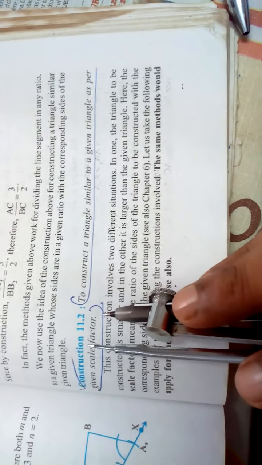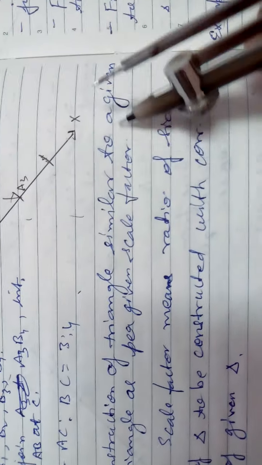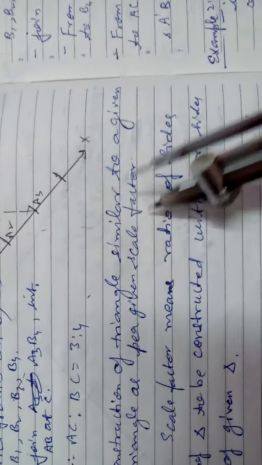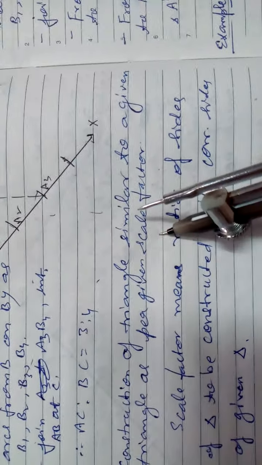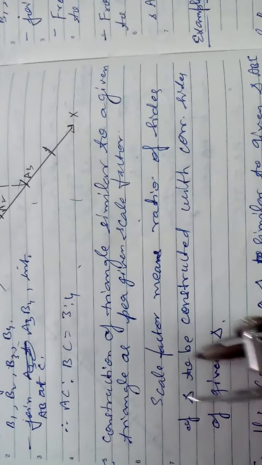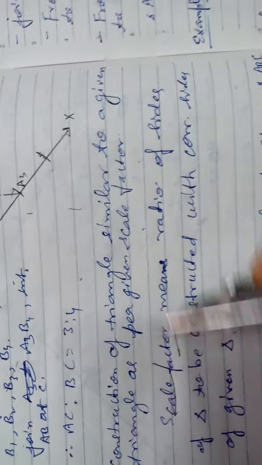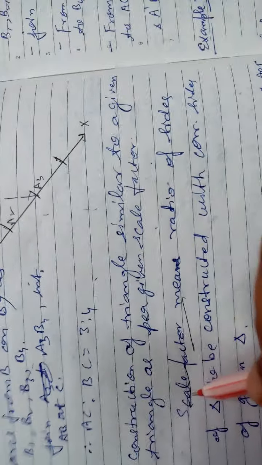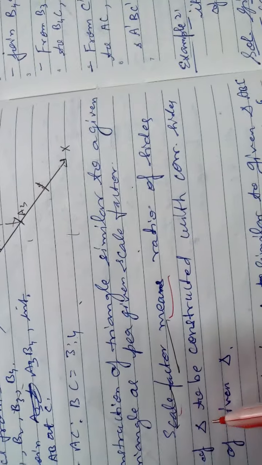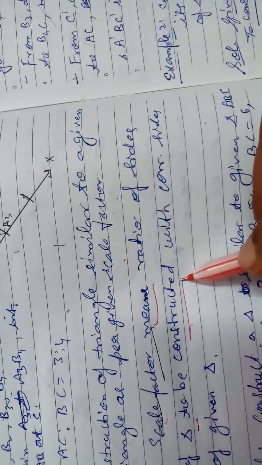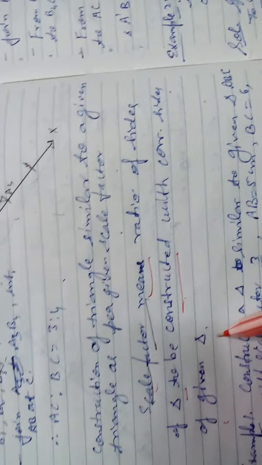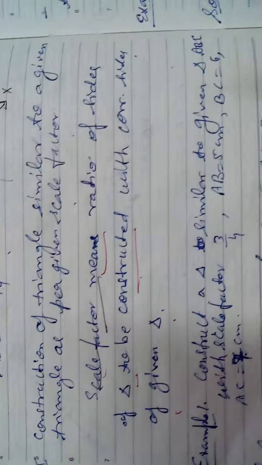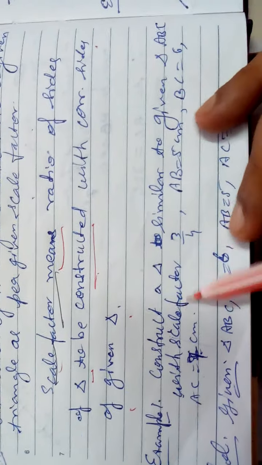What is the scale factor? Construction of a triangle similar to a given triangle as per a given scale factor. Scale factor means the ratio of the sides of the constructed triangle to the corresponding sides of the given triangle. It is called the scale factor, like 3/4. So an example is given in the book also.